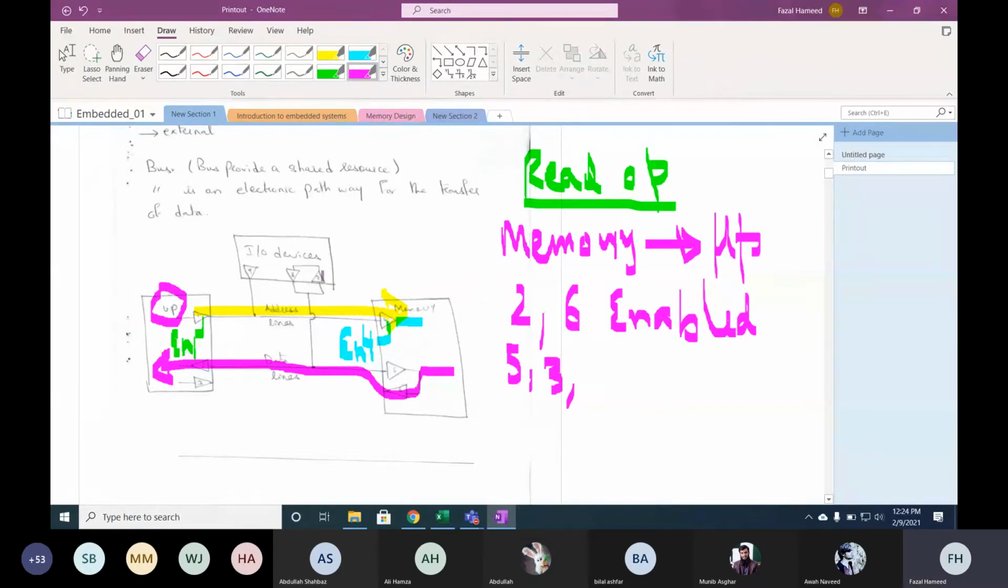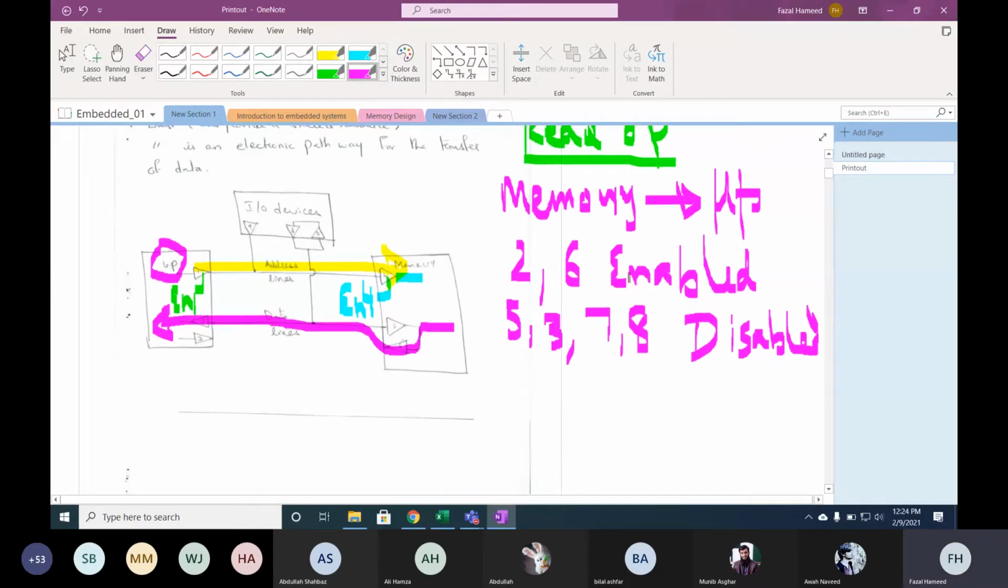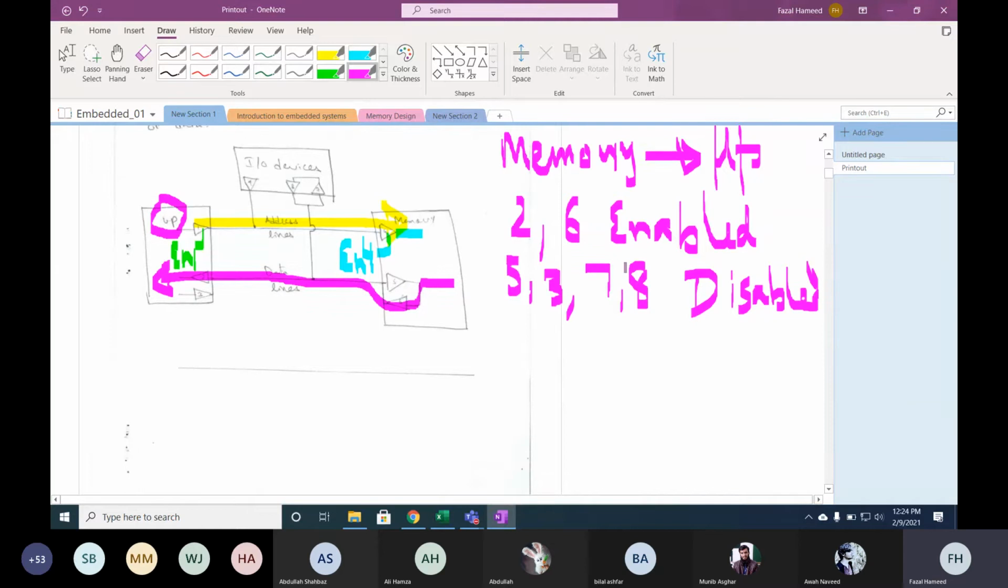And we also don't want to connect the IO device to the bus. So 7 will be disabled and 8 will be disabled. This is for the data line. What about the address lines? If you look at this, the IO device can also provide the address to the memory. So which tri-state buffers are connected to the address lines? 1 and 4. So this is for the address lines.